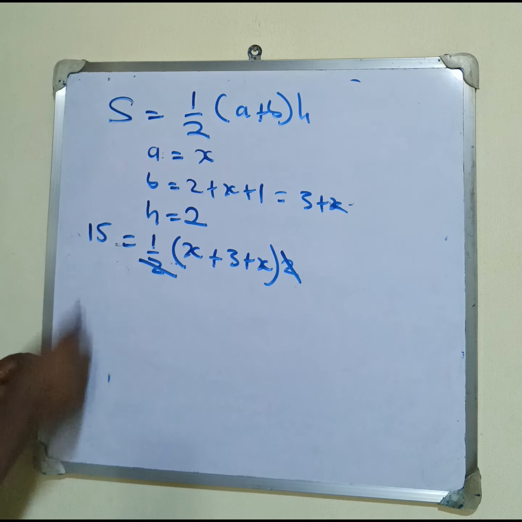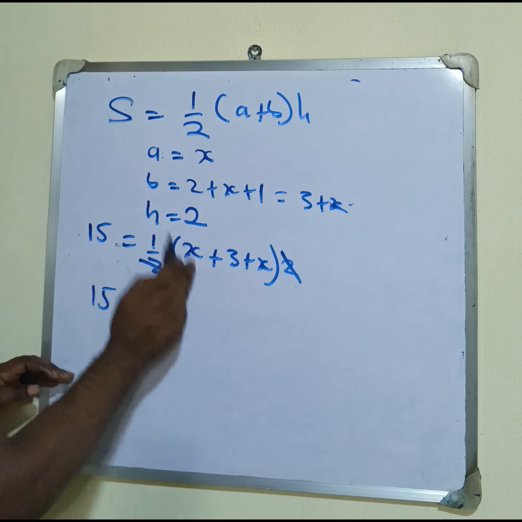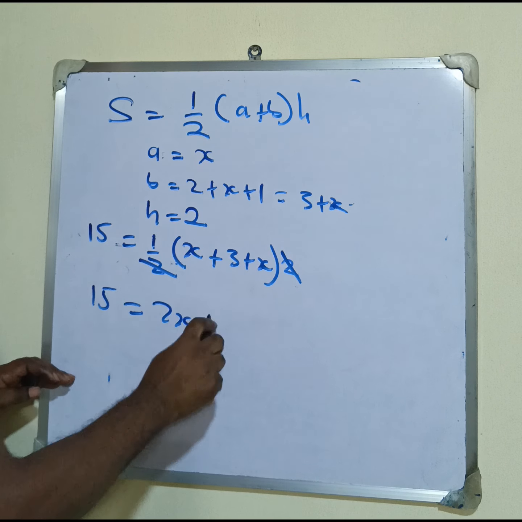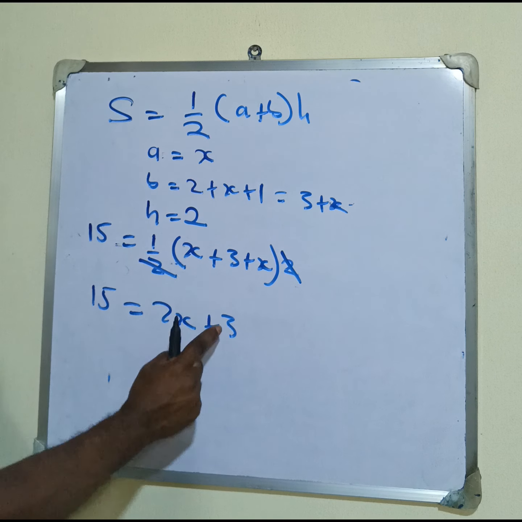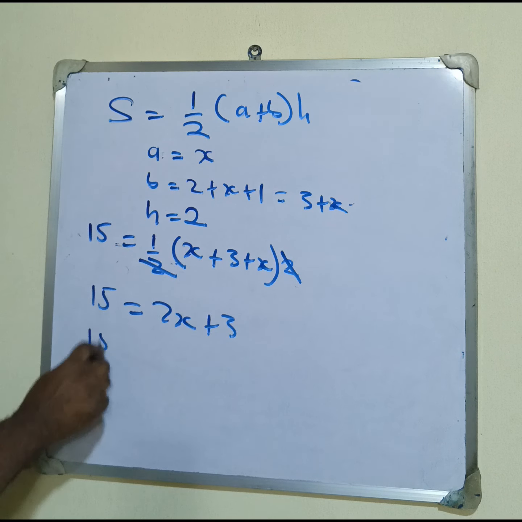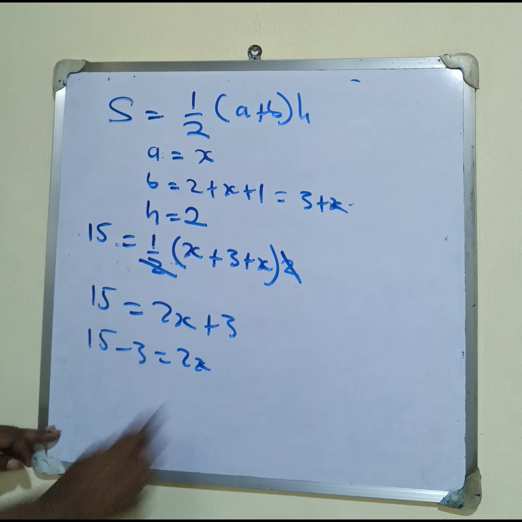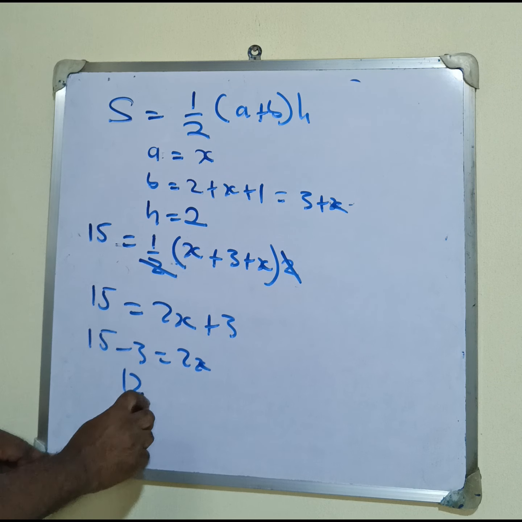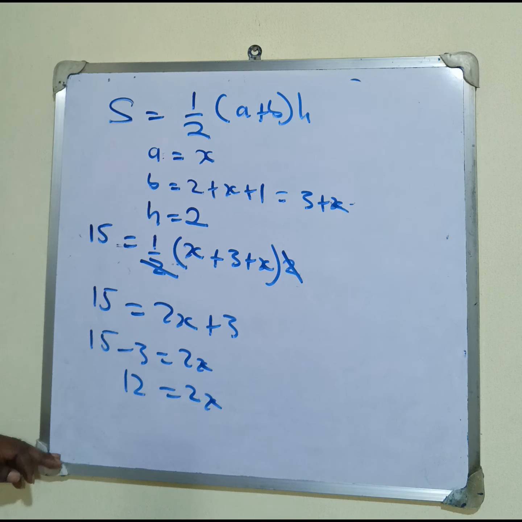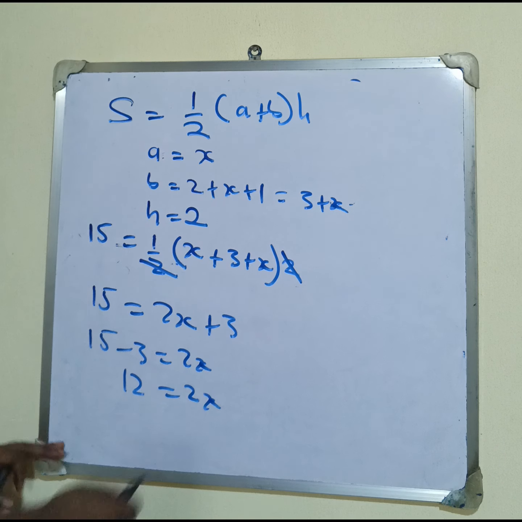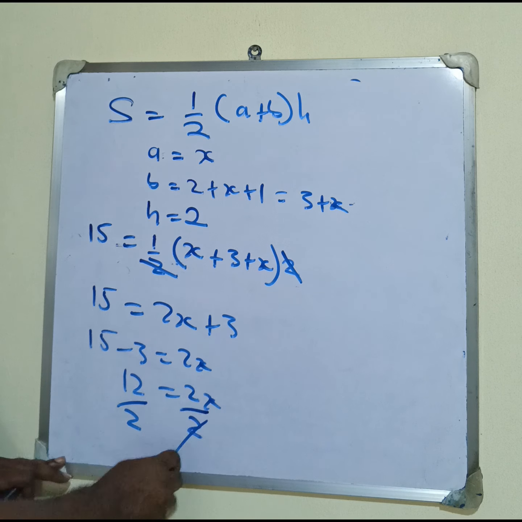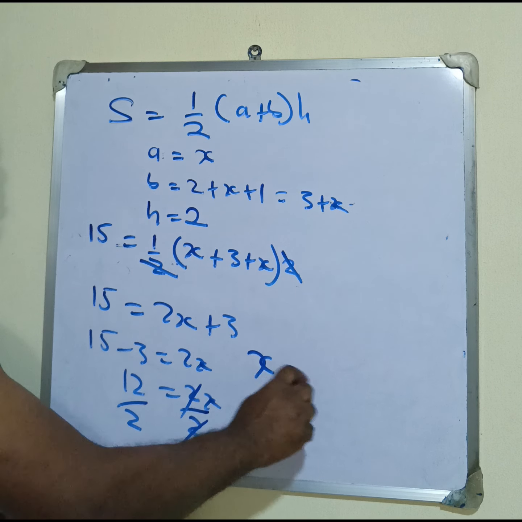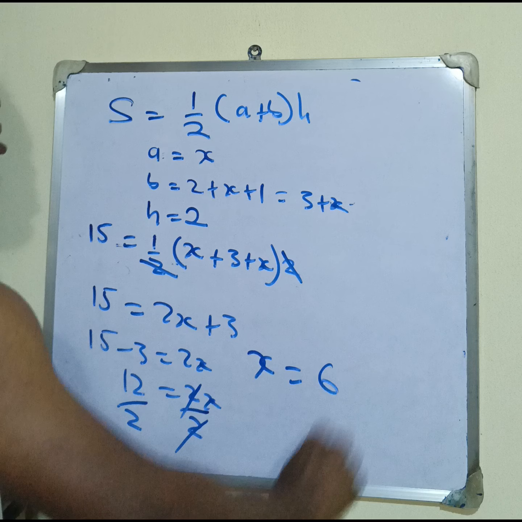So we have 15 equal x plus x gives us 2x plus 3. That is what it will be. So you cannot add them together. The 3 will come to the other side. We have 15 minus 3 equal 2x. Then we have 12 equal 2x. That is 15 minus 3 gives us 12. Then from there, you can divide both sides by 2. Then this cancels this. Our x is equal to 6.